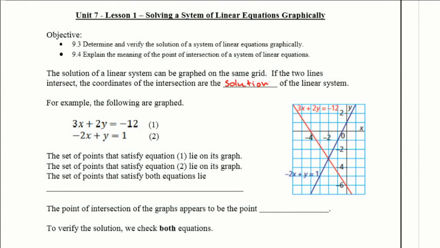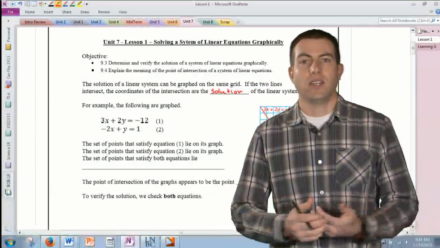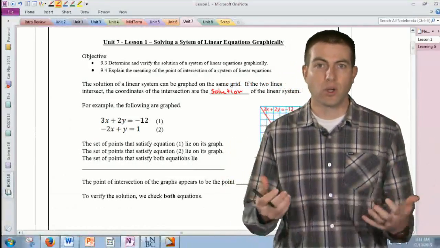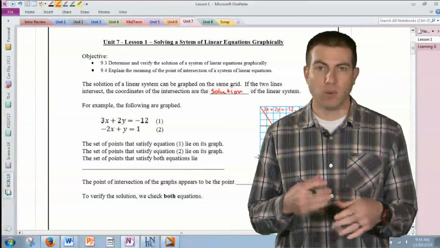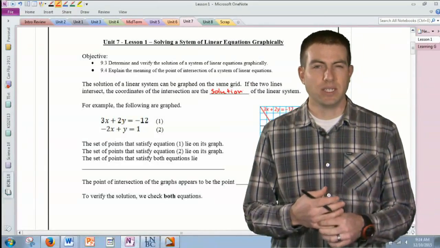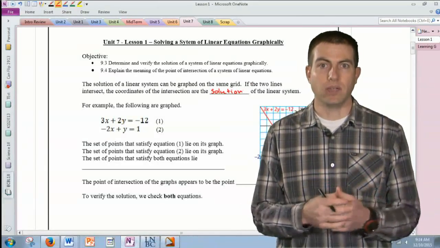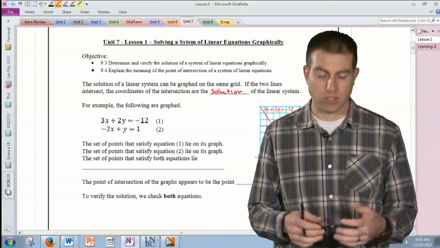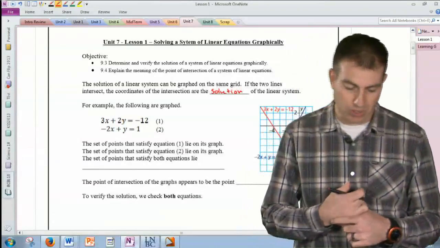So it's just that easy. If we have 2 equations and we plot them on a graph, where those lines cross is the solution of the system. The idea is it's basically one point that will satisfy both equations. So let's look at an example here.